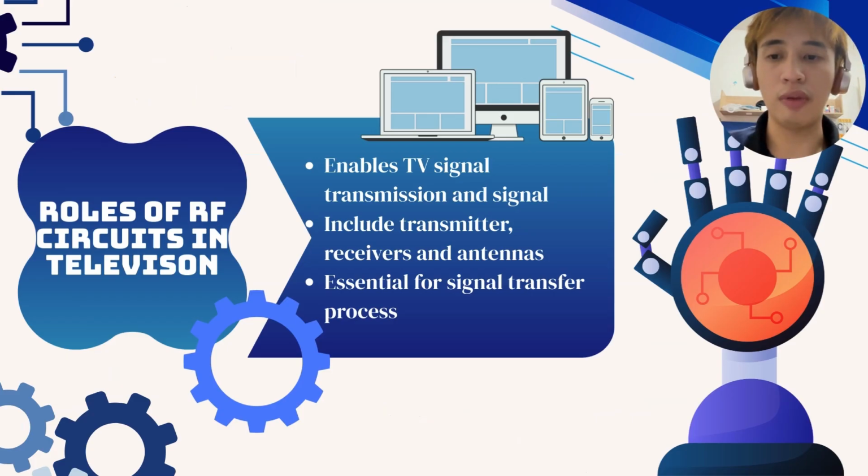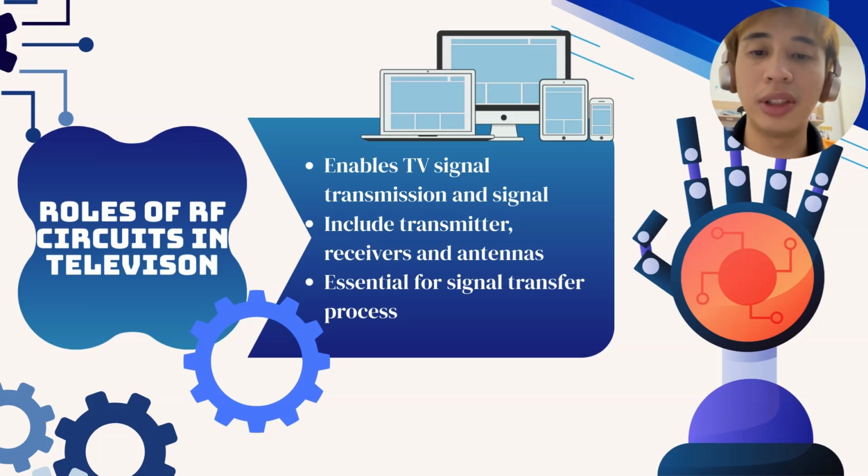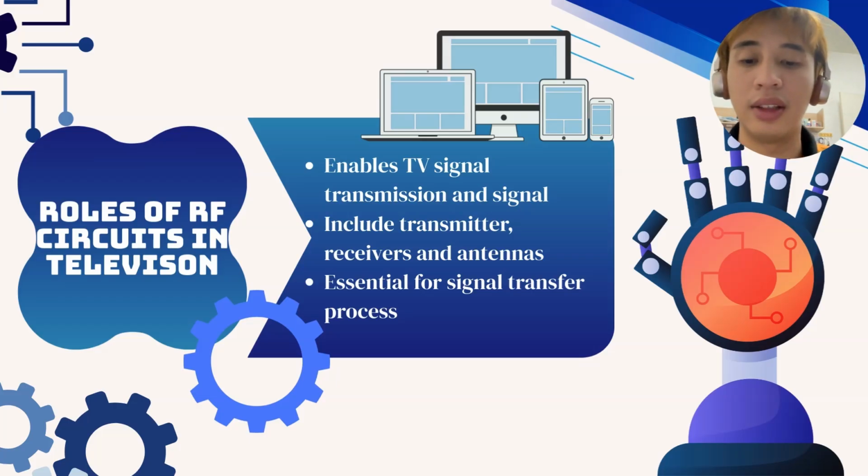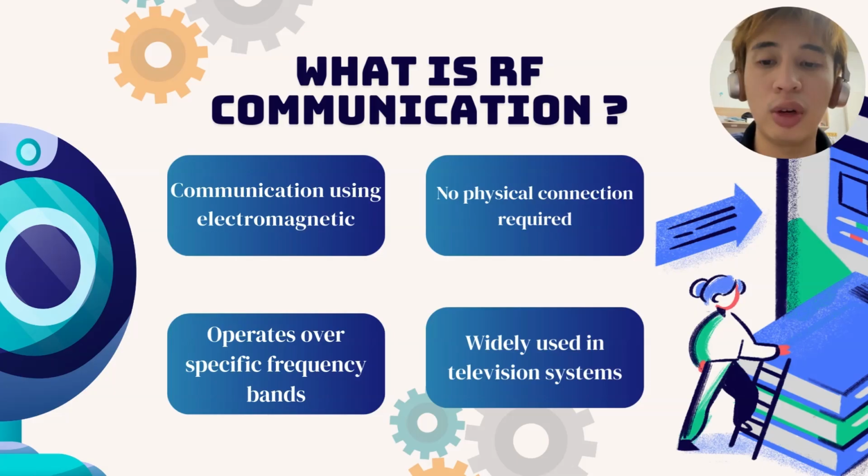For the roles of RF circuits in television, it has three. It enables TV signal transmission and reception, and it also includes the transmitter, receiver, and antennas. Lastly, it is essential for signal transfer to process it. And it operates over specific frequency bands and is widely used in television system.